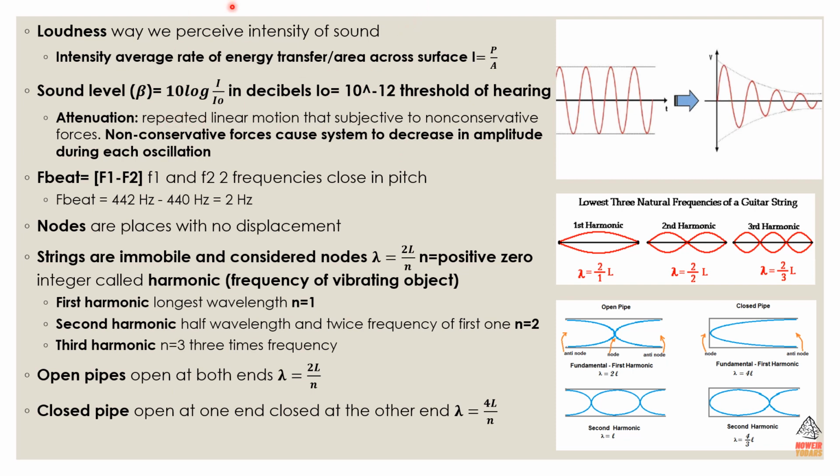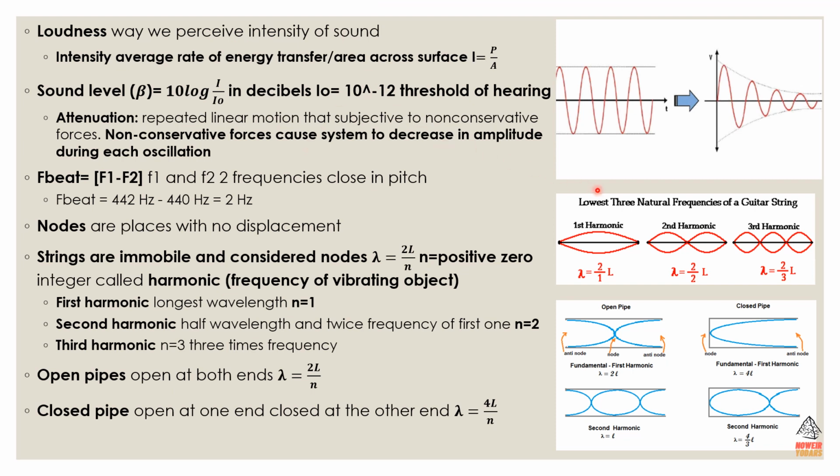Next we have beat frequency. Beat frequency is produced by interference between two sound waves with frequencies f1 and f2 that are close in pitch. So f beat, for instance, is 442 hertz minus 440 hertz, which is equal to 2 hertz. So when two sounds of slightly different frequencies are played simultaneously, they interfere with each other, right? And that's what f beat is.